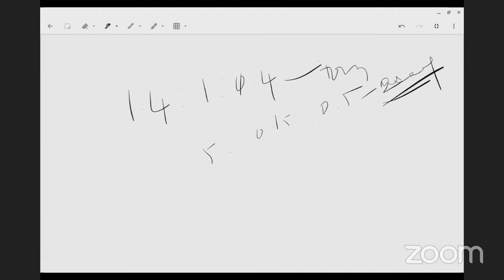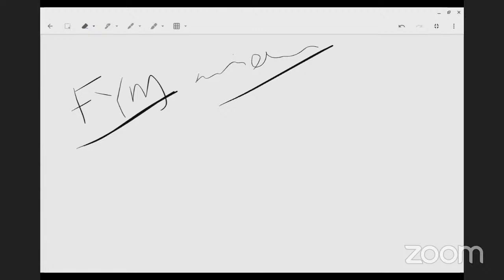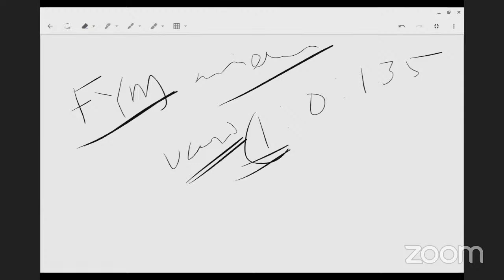And in FYM, what does FYM contain? Animal excreta, dung, cow dung and everything, some wastage will be there. What is the concentration of cow urine, the nutrient concentration? Can anyone guess? Cow urine contains 1% of nitrogen, 0% of phosphorus, and 1.3% of potassium.